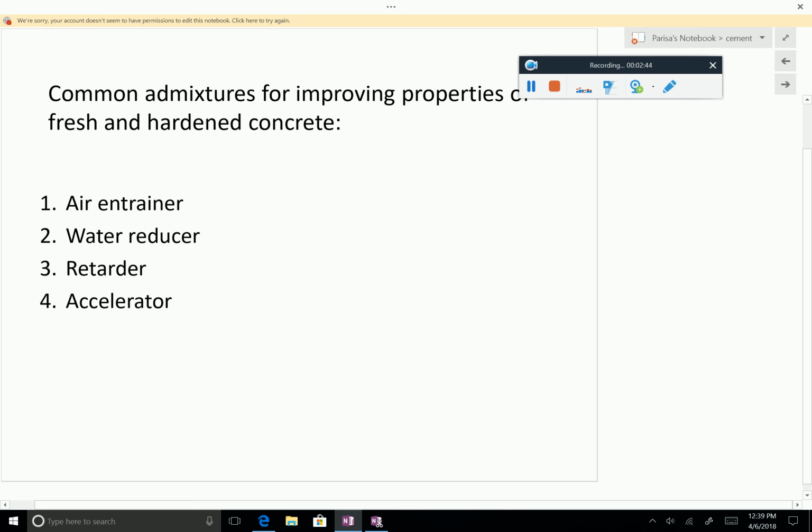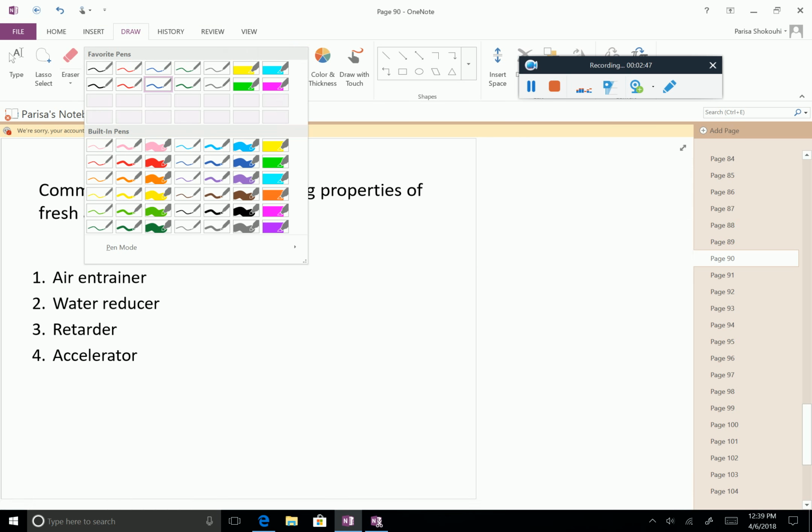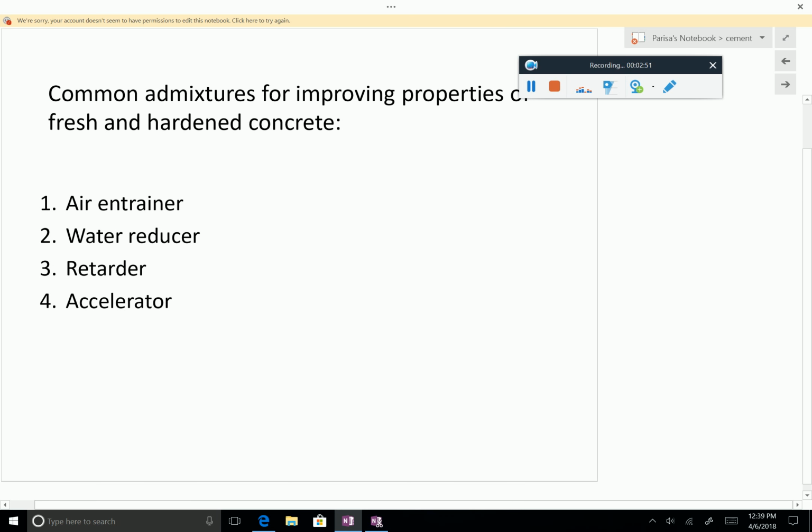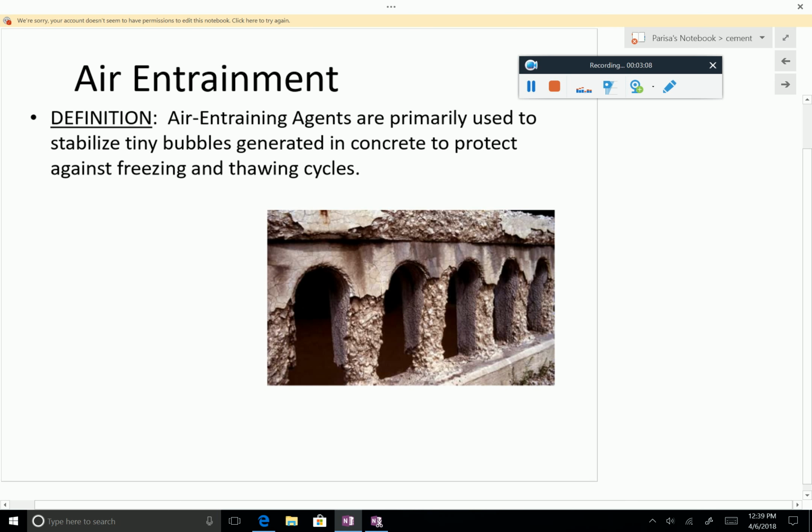So what we discuss here are basically a few types of admixtures. Again, more information, chapter 6 in the class. One we have already talked about, air entraining agents, and then we talk about water reducers, retarders, and accelerators. We need air entrainment for increasing the resistance against freezing and thawing damage.